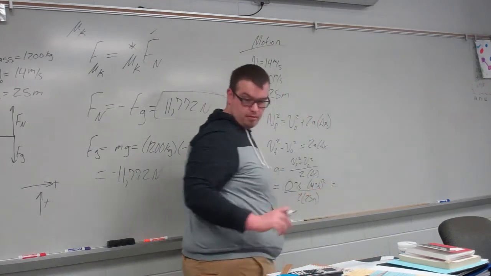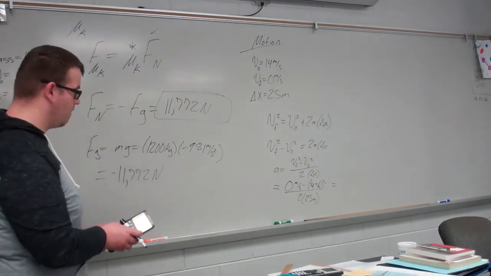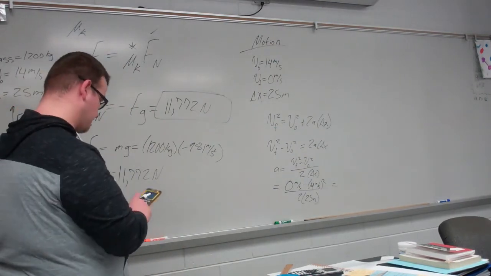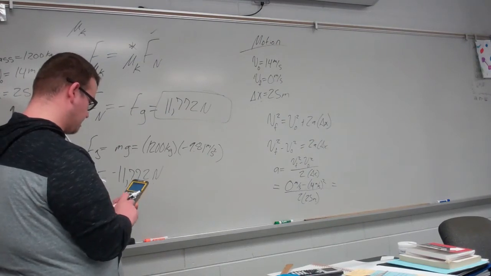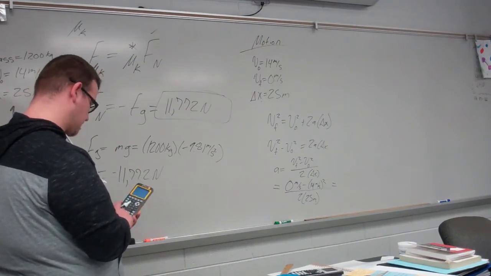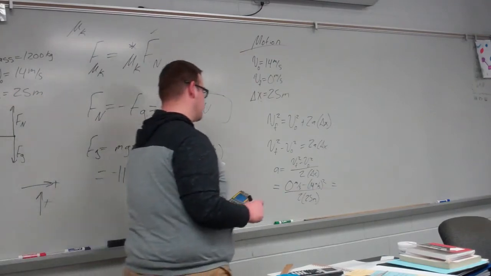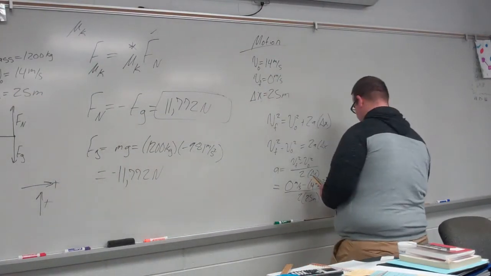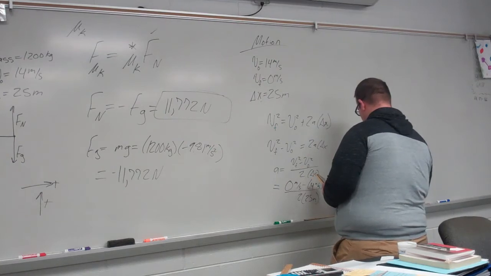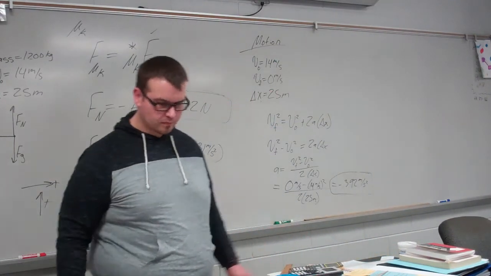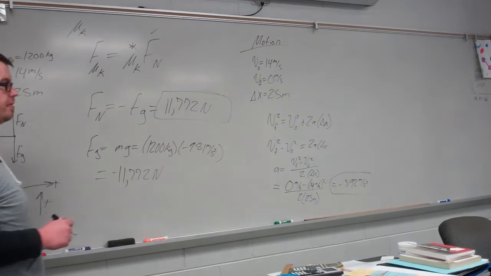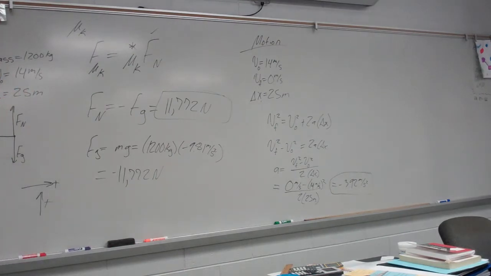And we'll punch that all in the calculator. And I get acceleration to be negative 3.92 meters per second squared. Any questions on how I did that? I did it different than I wrote it.